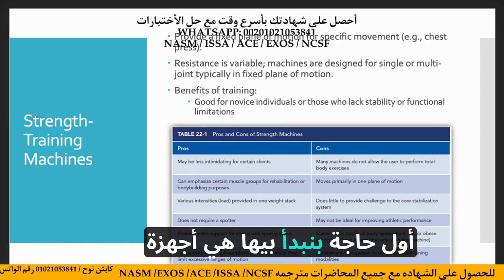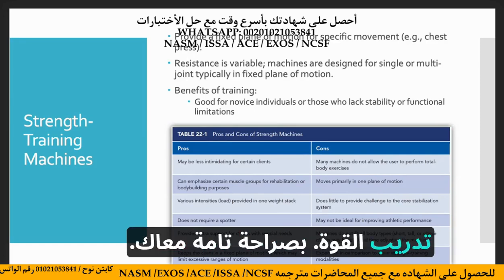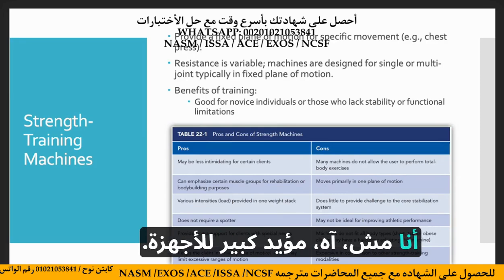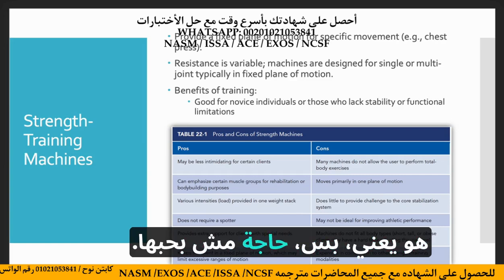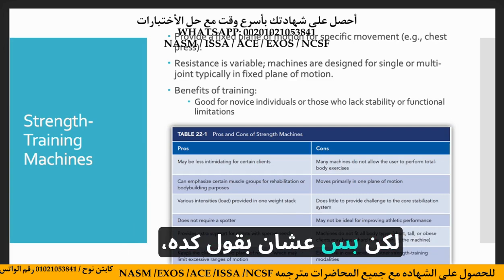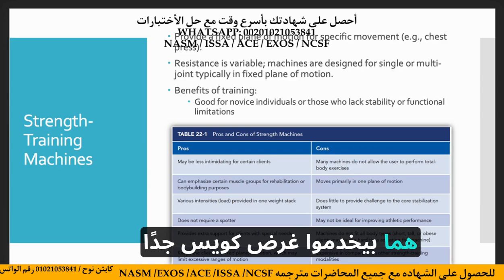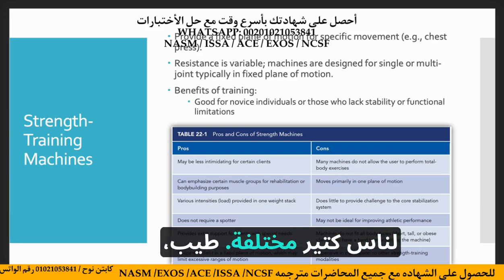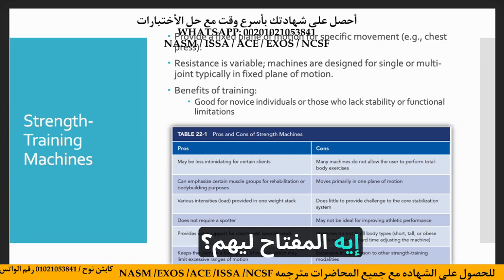So the first modality that we get into is strength training machines. I'm perfectly honest with you, I am not a huge advocate of machines. It's something that I'm not a fan of, but just because I say that, they serve a very good purpose for many different people. All right. So what's the key to them?